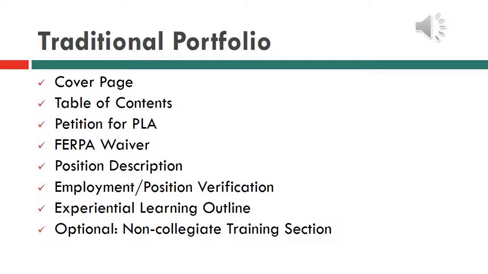These next few slides are going to talk about the components that go within the portfolio. We're going to have a cover page, a table of contents, the petition for prior learning assessment, a FERPA waiver, a position description, an employment or a position verification, the experiential learning outline, and an optional non-collegiate training section. And we'll discuss all of these areas within this portfolio development.